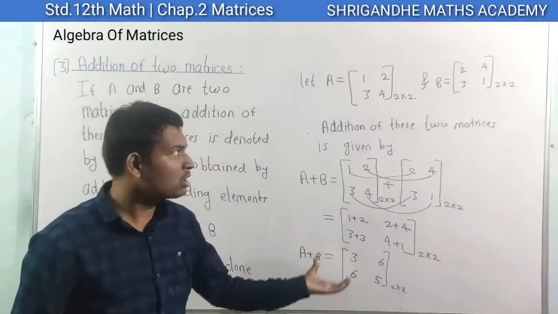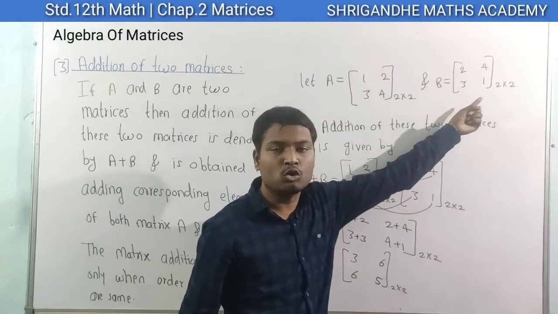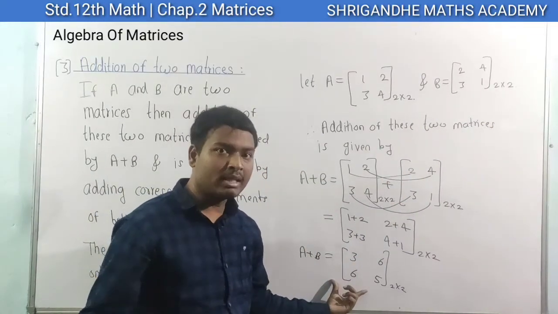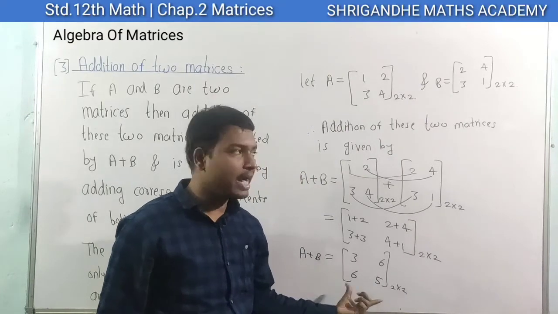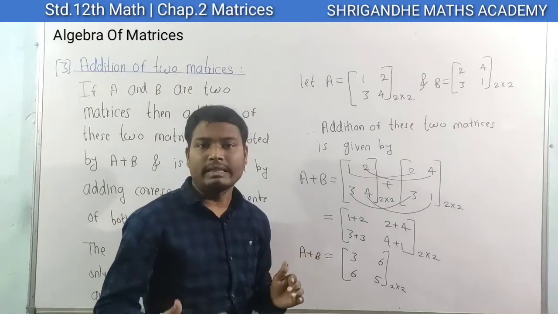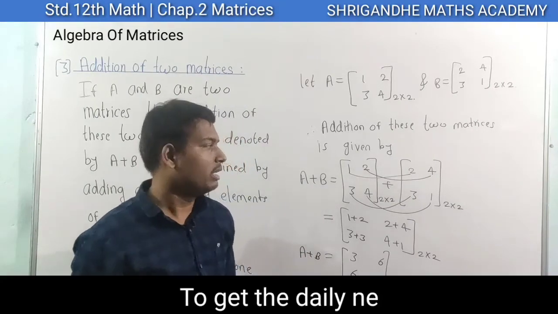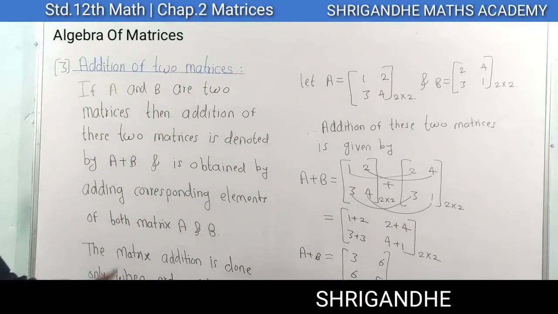Here we observe that the matrix A has order 2 by 2, matrix B has also order 2 by 2, and after adding these two matrices A and B, the obtained new matrix is also of order 2 by 2. Therefore from it we conclude that if A and B are of same order, then the addition of these two matrices A plus B is also of the same order. Clear? This is all about this concept, addition of two matrices. Write down in your notebook.